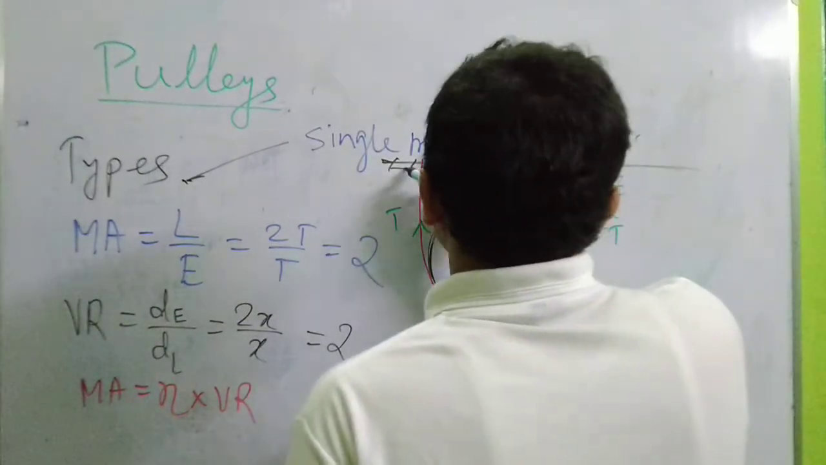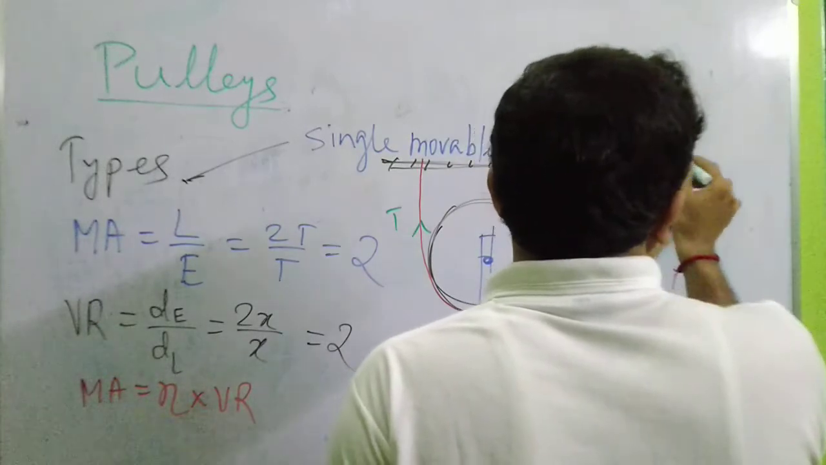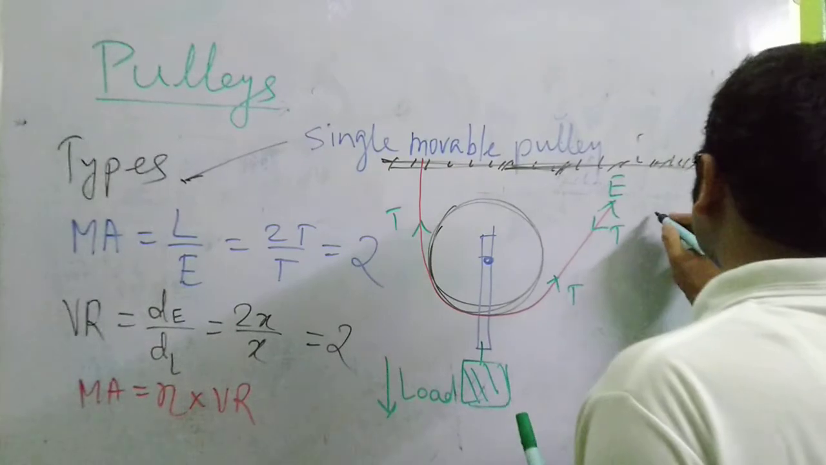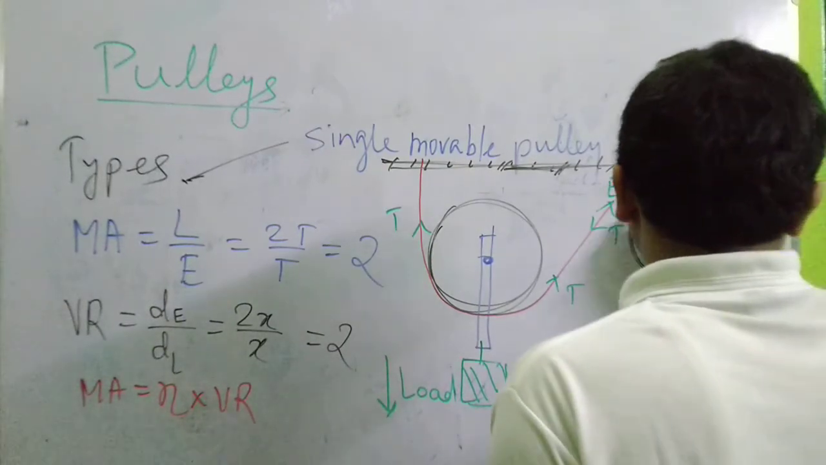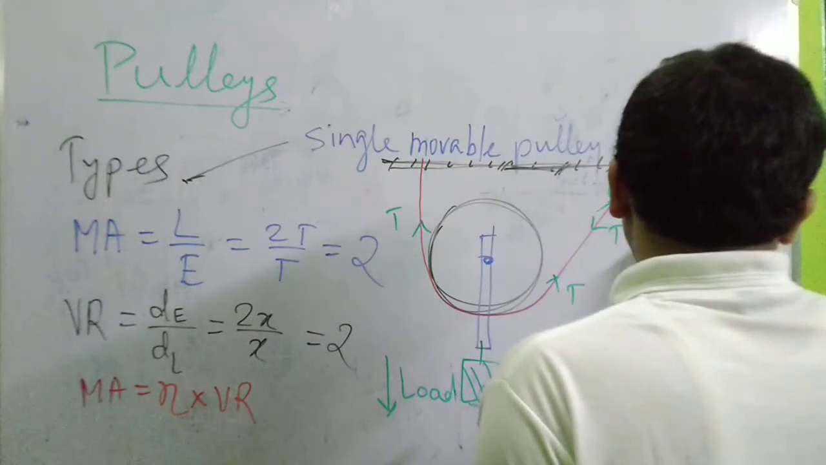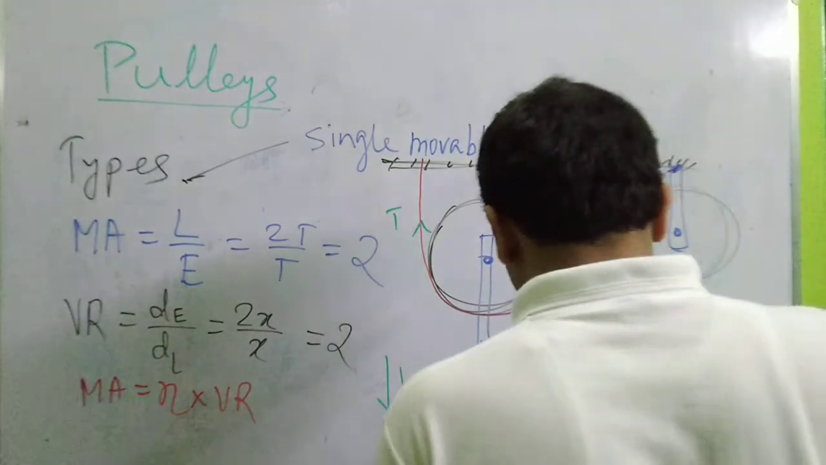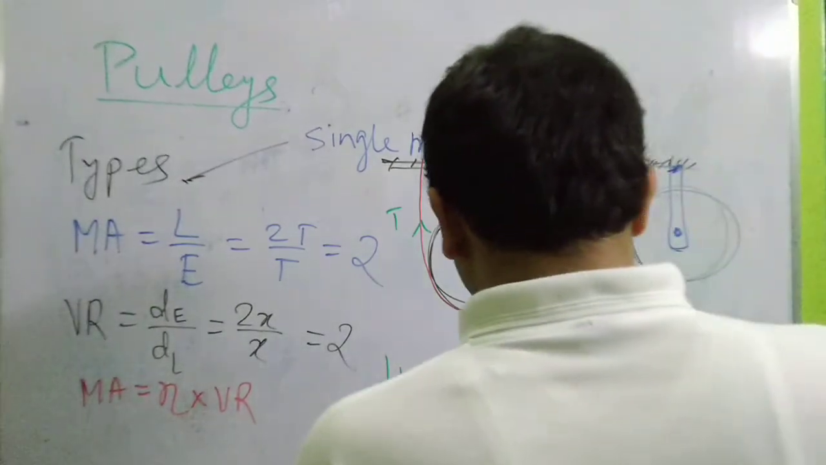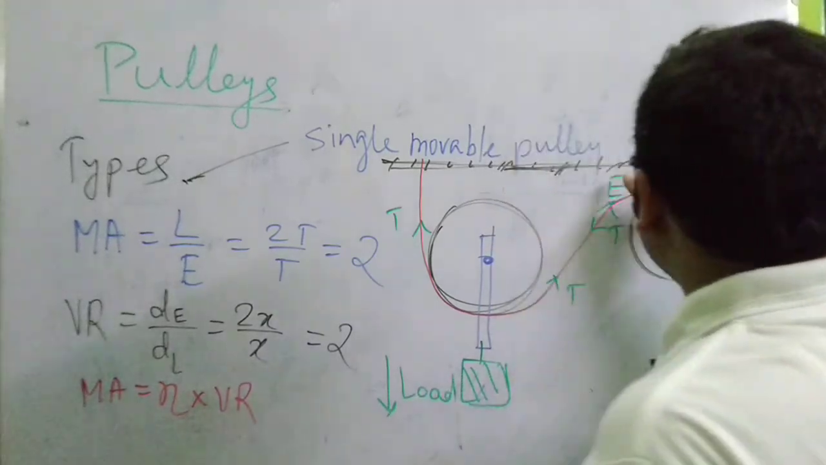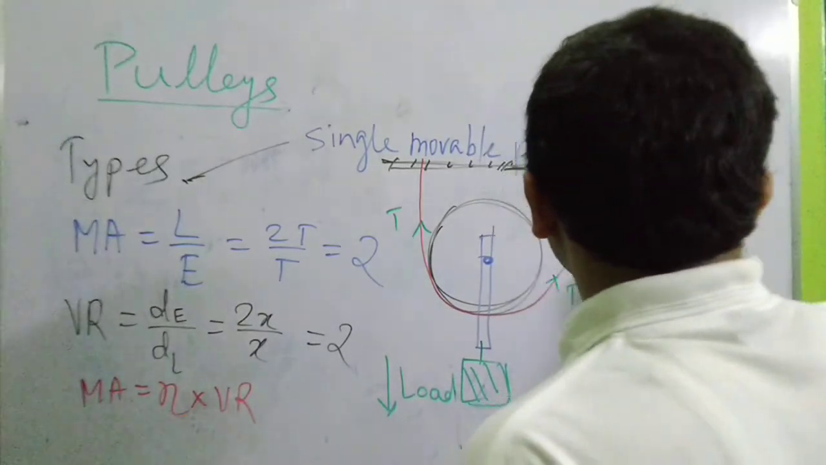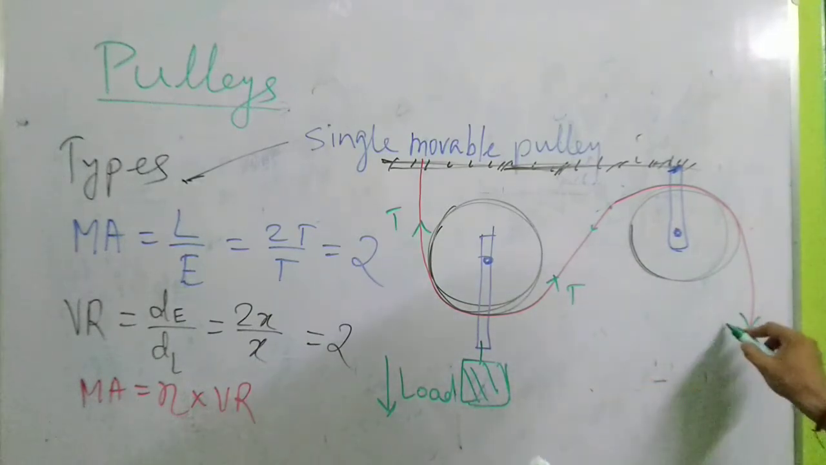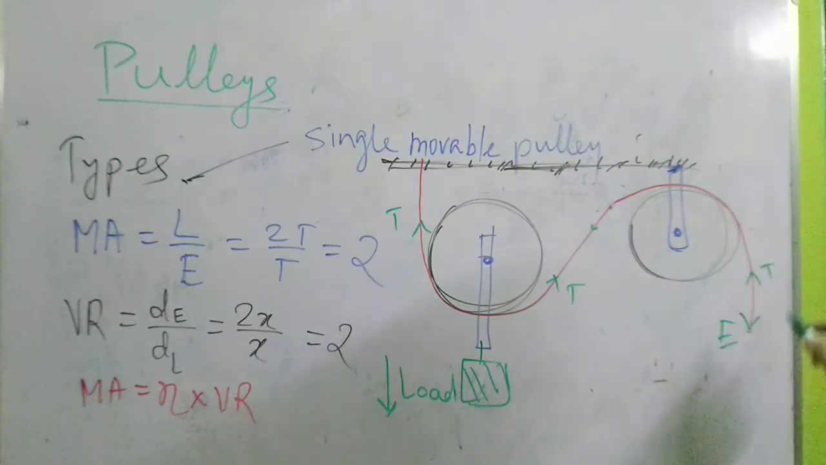Just imagine if I use another fixed pulley with this movable pulley, then I think the situation will be something different. Here, if you consider another single fixed pulley attached to the ceiling, and now if I move the rope around like this, now see, we will not have to apply the force at this point. We will be applying the effort in this downward direction, isn't it? And here tension T will act.